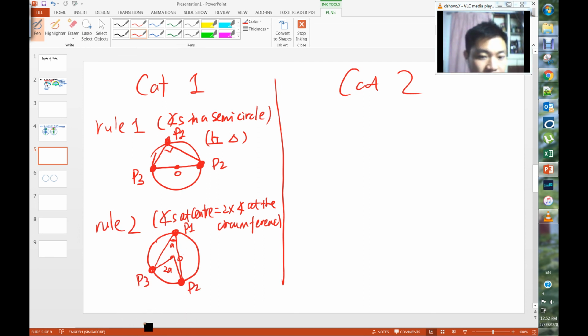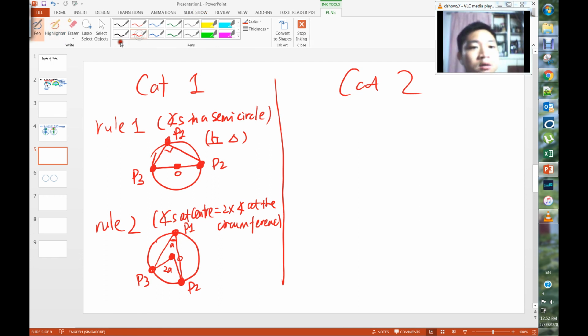So they both have 3 points on the circumference, and they both have something to do with the origin, right? Can you see? They both have something to do with the origin of the circle. Okay, so these are the common features for the 2 rules. Both have 3 points on the circumference, and they both touch the origin of the circle. That's why I put it under category 1.